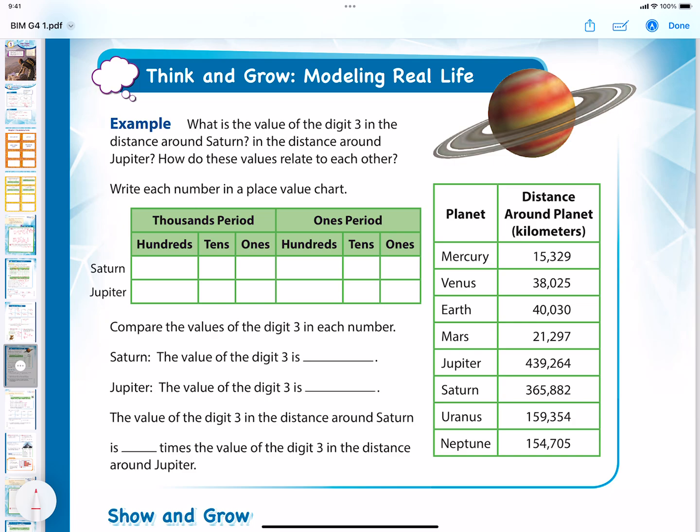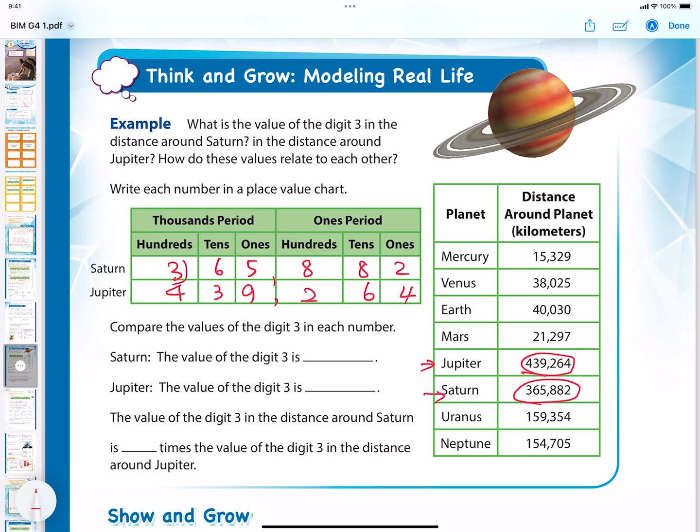All right, Saturn. Let's find it. Saturn is here, distance around the planet. And the unit is what? Kilometers. So I'm going to write it down. It's 365,882. What about Jupiter? It's here. 439,264. I'm going to put commas. Now let's compare the values of the digit 3 in each number.